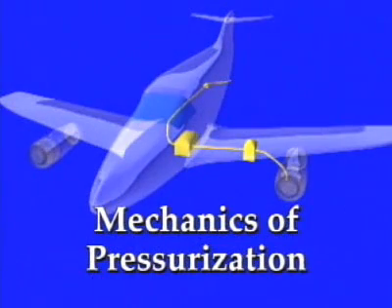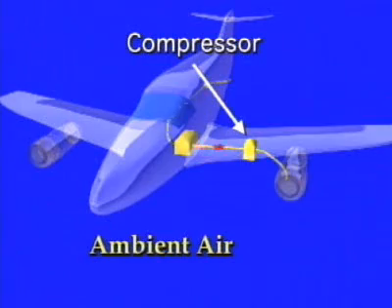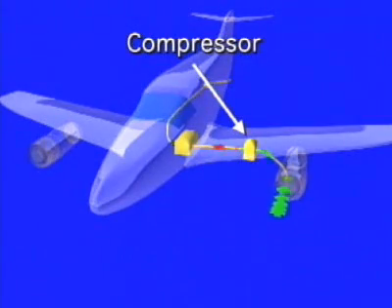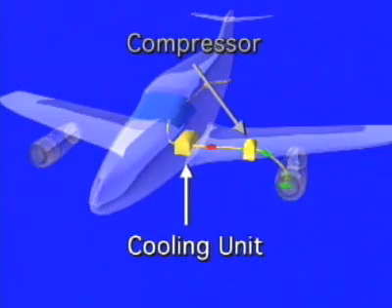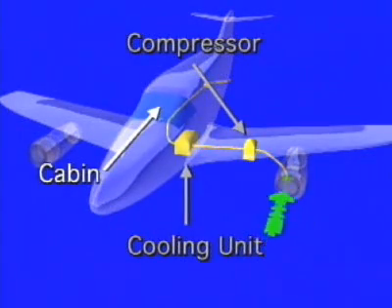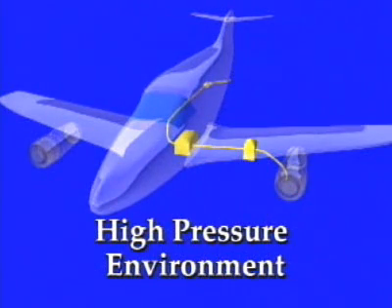What are the basic mechanics of pressurization? Ambient air is introduced into a compressor. Once the air is compressed, it heats up rapidly. The heated air is then sent through a cooling unit and introduced into the cabin. By use of overflow valves, the air comes in quicker than it leaves and creates a high-pressure environment.